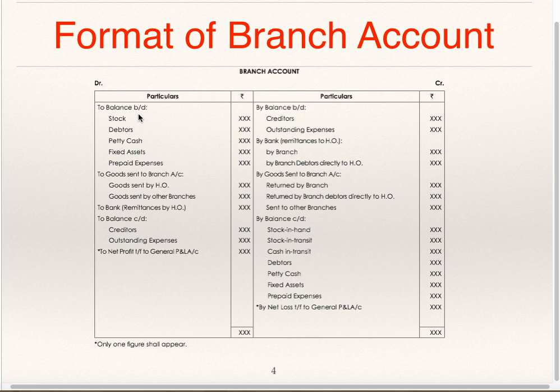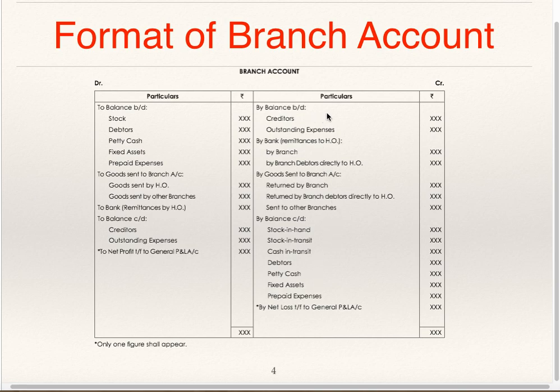On the debit side: to balance brought down, stock, debtors, petty cash, fixed assets, prepaid expenses. On the credit side: by balance carried down, stock in hand, stock in transit, cash in transit, debtors, petty cash, fixed assets and prepaid expenses. Make sure that whatever you have written on the debit side as to balance brought down, the same you will write on the credit side as by balance carried down.